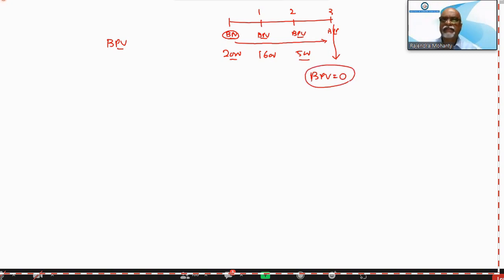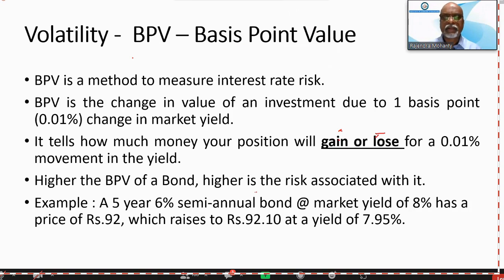BPV will decline with time, and on the day of maturity, it will be 0. BPV becomes 0 because there is no change at all, because the maturity value will be taken. So always remember, BPV declines with the remaining maturity of the investment. Okay, so there is no doubt in BPV.